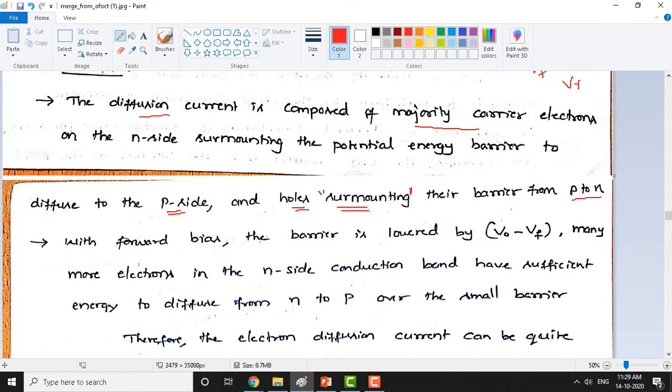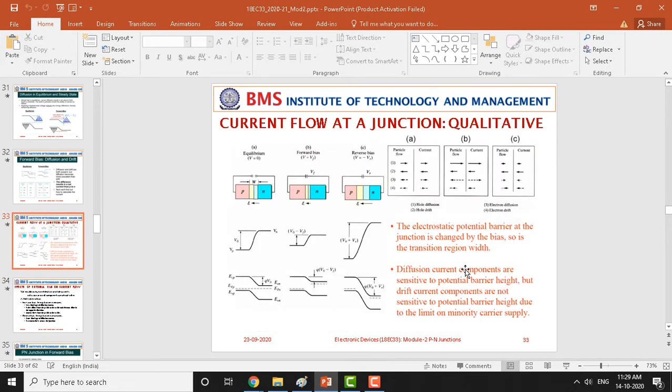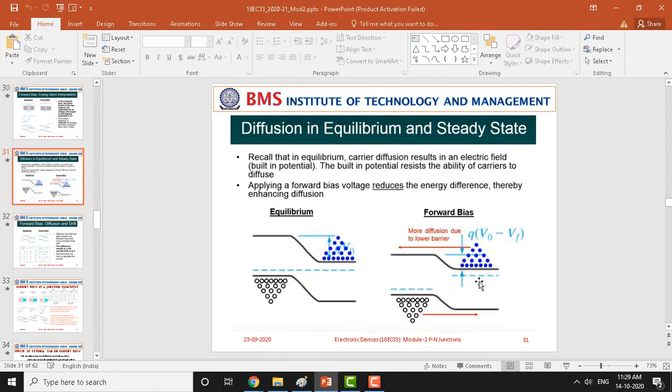This is relevant to this diagram here. You can see here that the potential barrier has been lowered. Now electrons can easily surmount from N side to P side. Holes can also surmount, since the potential barrier has been lowered, from P side to N side. That means in this forward bias condition, diffusion of charge carriers is happening here, and obviously the direction of current will be the direction of holes, so it will be from P to N. So majority carrier current flows from P to N.